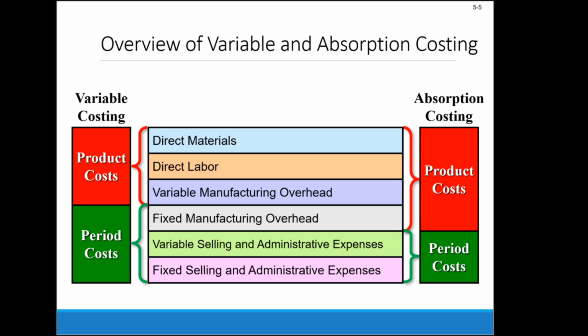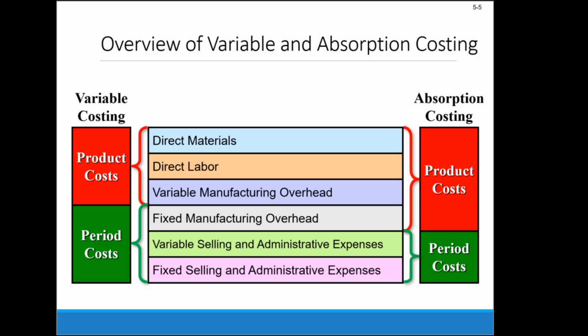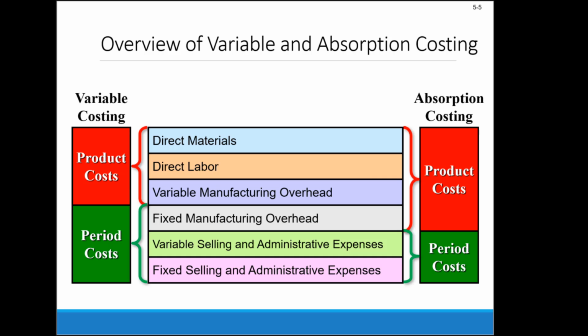So if we look at the right-hand side here under absorption costing, that's really the costing method we've been assuming all along this semester. It treats as a product cost all costs of manufacturing, variable and fixed. So all the direct materials, all the direct labor, all the variable overhead, and then all that fixed overhead. It treated as a period cost everything else, all those selling and admin expenses, regardless of behavior, so variable and fixed. On the other hand, variable costing treats as a product cost only those variable costs of production. So direct materials, direct labor, and then the variable portion of the manufacturing overhead.